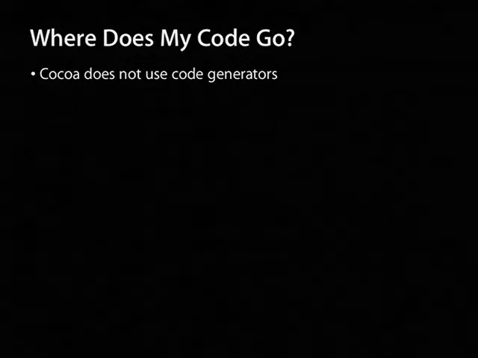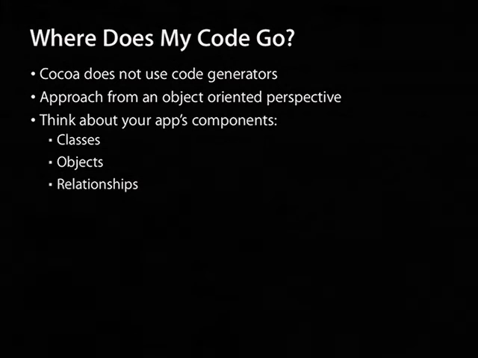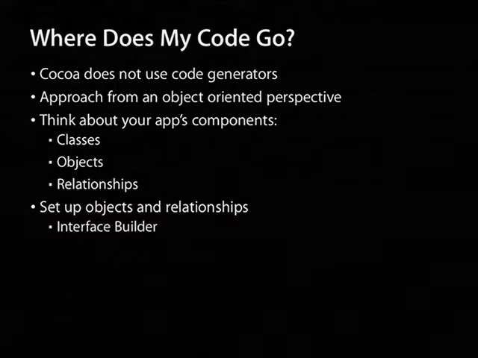I think developers who ask this are coming from a code generation perspective, right? With a number of other frameworks, form painters or tools just generate code for them, and you can view that code and edit it. But Cocoa does not use code generators. Instead, you want to think about your application from a more object-oriented perspective. So you think about the different classes in your application, the instances of those classes, and their relationships to one another. Then you start by setting these up in Interface Builder.